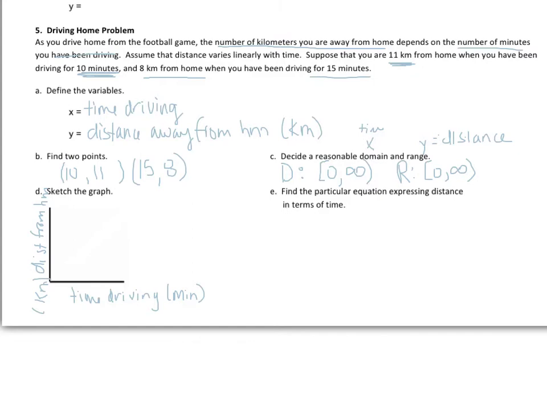So we're going to sketch the graph. Well, the time that I'm driving and my distance from home, so we're going to say that 0 distance from home would mean that we're at home. So if I'm away from home, it says that the distance varies linearly with time, so we know it's going to be a line. But we could go ahead and plot these points just to get an idea of what our graph is going to look like.